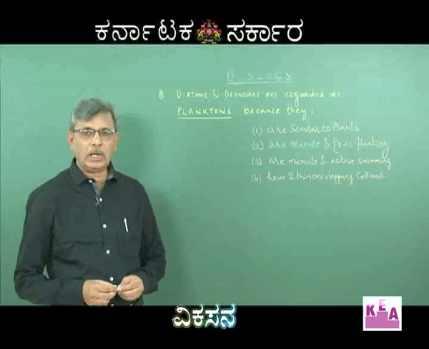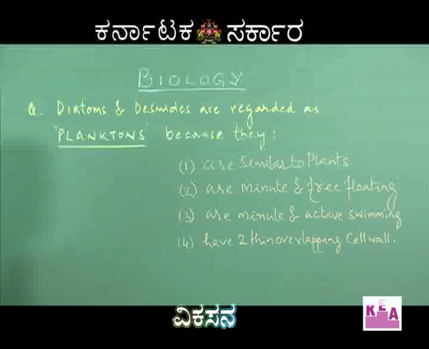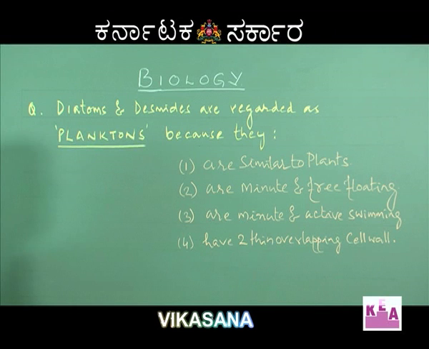Now, we come to the question, diatoms and desmids are regarded as planktons. Note down, planktons, because they, option 1, are similar to plants, option 2, are minute and free floating, option 3, are minute and active swimming, option 4, have 2 thin overlapping cell walls.